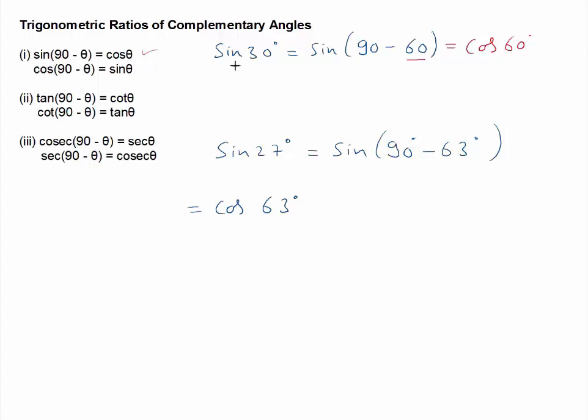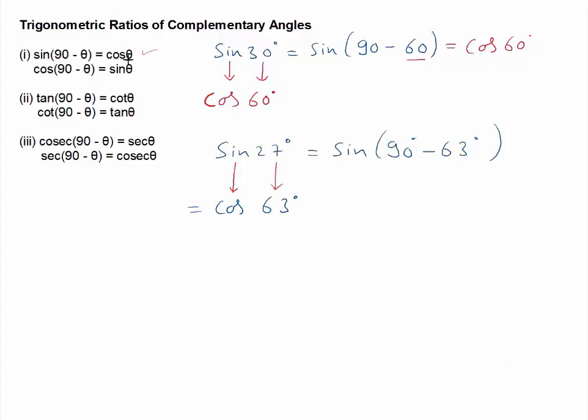So this is a two-step process. So the shortcut is, to convert sin 30 degrees, we first convert sin and then we take the complementary of 30 degree. So sin will get converted into cos, and the complementary angle of 30 degree is 60 degree. So sin 30 degree equals cos 60 degree. Similarly, sin gets converted into cos and complementary angle of 27 degree is 63 degrees. This is how we use this formula.